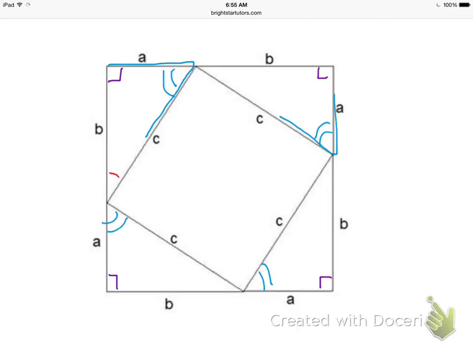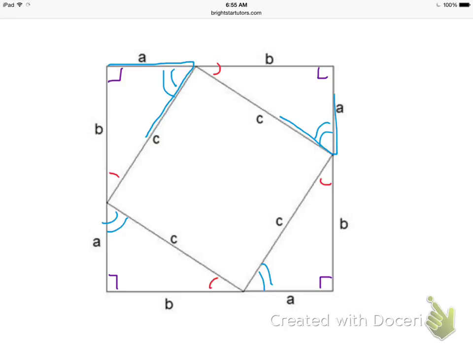Okay, and then this other angle that we're going to label in red is right here. It's where b and c meet. So I can see I've got another one right here, one up here, and one over here. So where b and c meet, I'm going to label with my red.